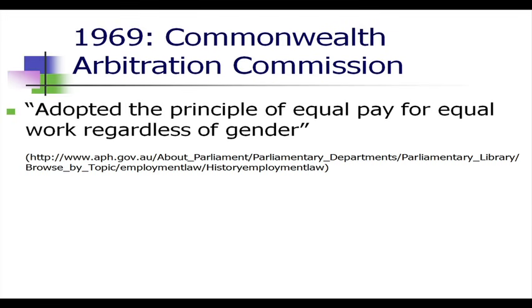In 1969, the Commonwealth Arbitration Commission adopted the principle of equal pay for equal work regardless of gender. Again, this is listed in the history of employment law on the Australian government website, and they said that both men and women should be given equal pay for the amount of work they do, irrespective of whether it's a man or a woman. It may seem shocking to those of you who've never heard that these discrepancies exist, but they do exist in many places even to this day.